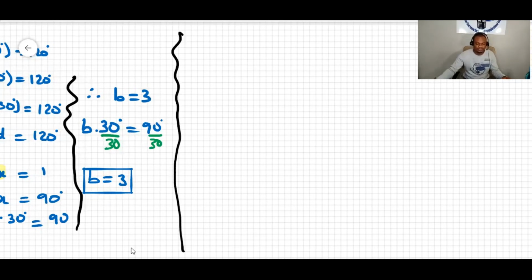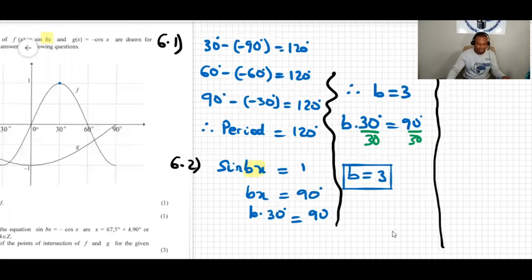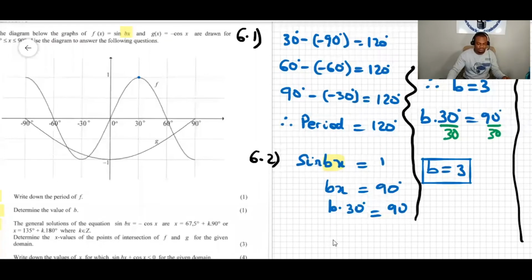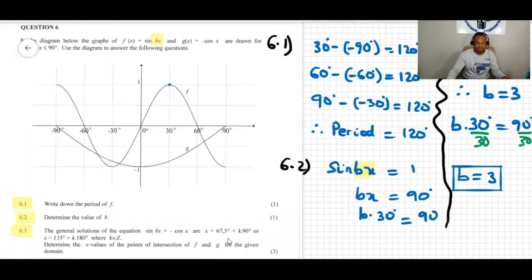Sure. So now we do 6.3. We want the value of intersection. It is given in the question that x is equal to 67.5 degrees plus k times 90 degrees, or x is equal to 135 degrees plus k times 180 degrees, where k is an integer, and then they want us to determine the values of x for the point of intersection of f and g.